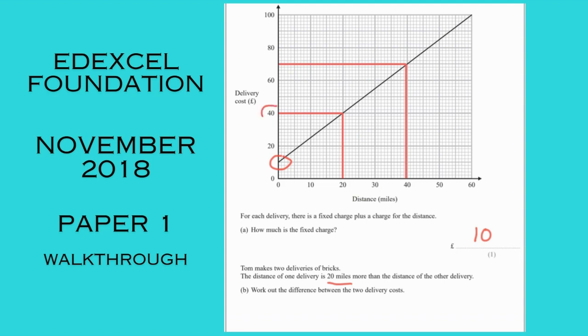And that's at 40 and that's at 70. So the difference between those 2 delivery costs is £30. You could have picked any 2. As you move it up, it's linear, so the relationship will stay the same. So any 2 distances selected will still give you 30.